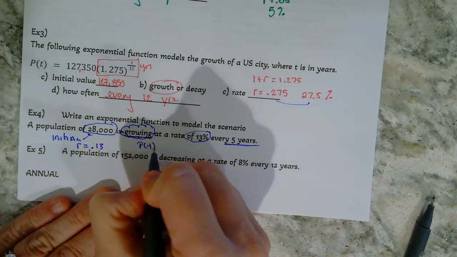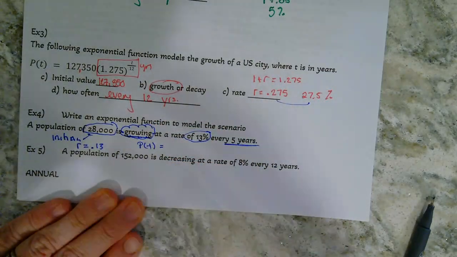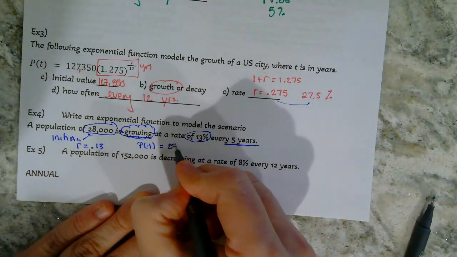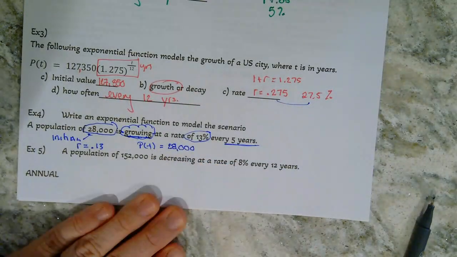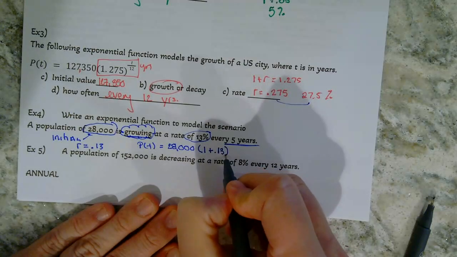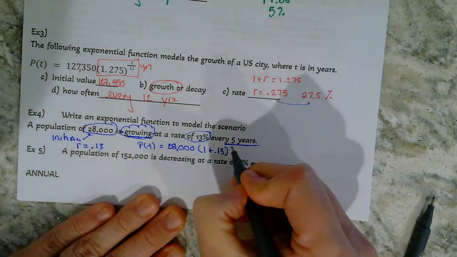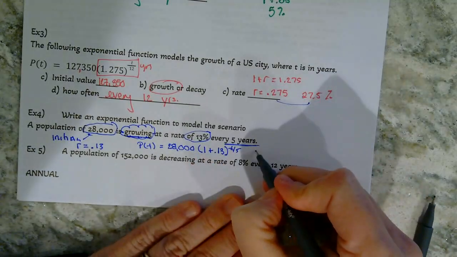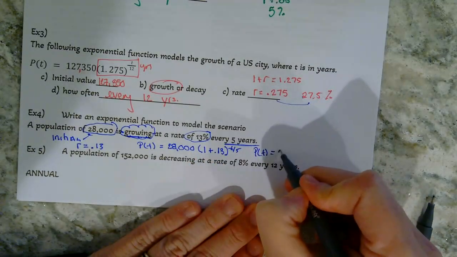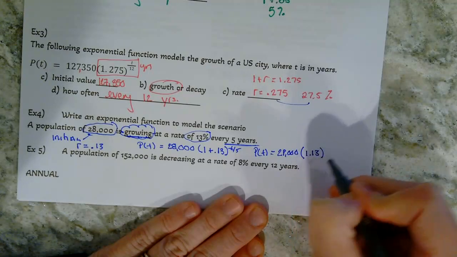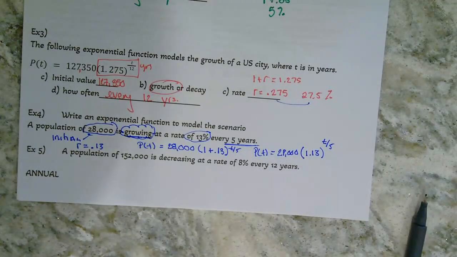So I'm going to say P of T equals, and again, you could call it F of T, whatever you want, in this case P for population, is 28,000. Growing, I'm going to say that's 1 plus 0.13. Every 5 years would be T over 5. Now, if you want to clean that up, that would obviously be very intelligent. So I'm going to say P of T equals 28,000 times 1.13 to the T over 5.